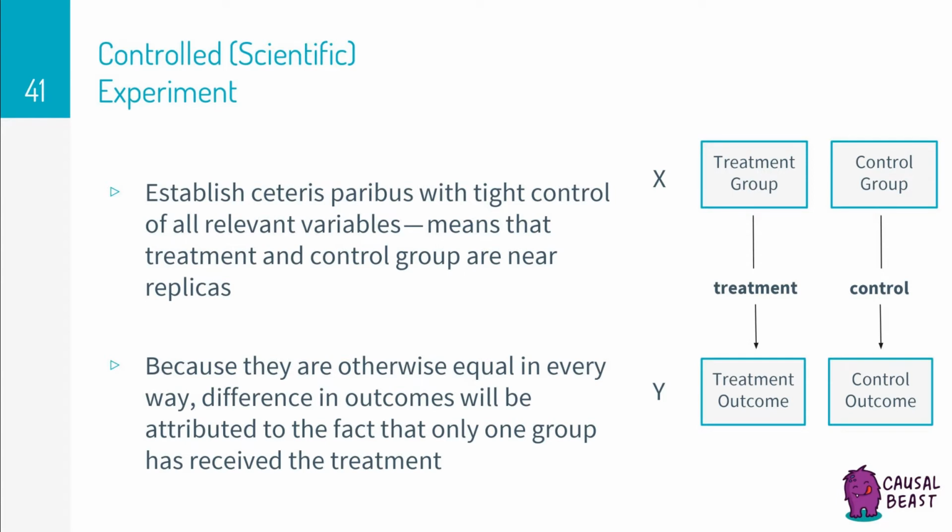The most direct and intuitive way to create a Ceteris Paribus environment is to conduct what is called a controlled experiment, also known as the scientific experiment. The controlled experiment establishes Ceteris Paribus by creating two identical groups of subjects. Those two groups we call the control group and the treatment group. What distinguishes the treatment group from the control group is that the treatment group receives a treatment, and the control group receives no such treatment.